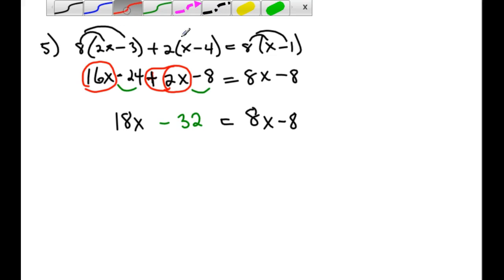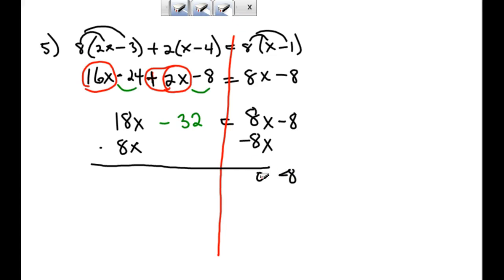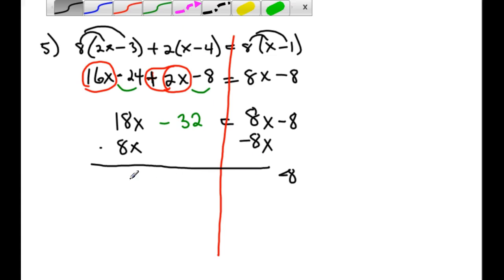Now, because I've got x's and constants on both sides, I'm going to start moving things around. So I'm going to get rid of the smaller amount of x's. That's my preference. You don't necessarily have to do that. This is when I do opposites because I want no more x's over here. This makes 0. The only thing left is minus 8. 0 minus 8 is negative 8, so you don't really need the 0. You can write it down, but you don't necessarily need it. Over here now, it's 10x minus 32.